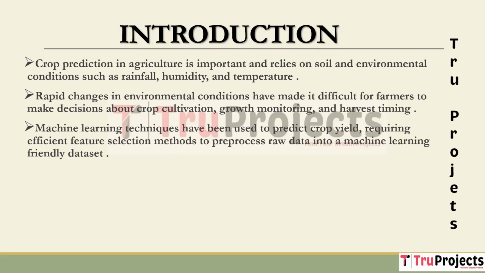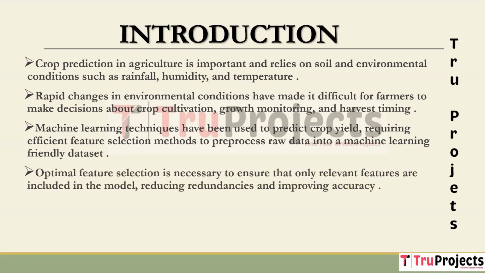Machine learning techniques have emerged as valuable tools in predicting crop yield. However, to harness their potential, it is essential to pre-process raw data effectively and transform it into formats suitable for machine learning models. Effective feature selection methods are crucial in the pre-processing stage. These methods ensure that only the most relevant features such as soil characteristics and environmental parameters are included in the machine learning model. This not only reduces computational complexity but also improves the accuracy of the predictions.